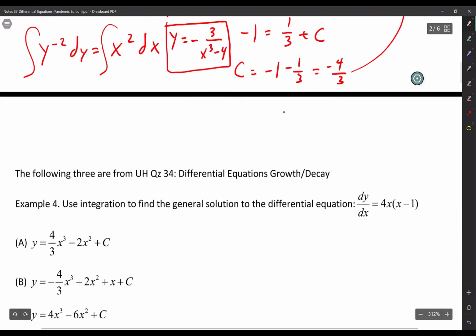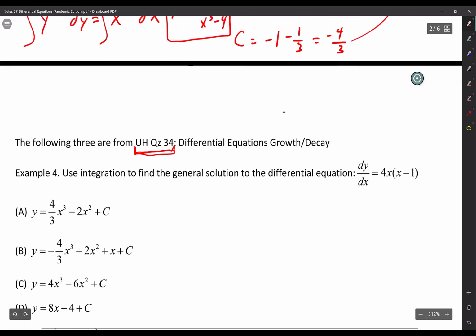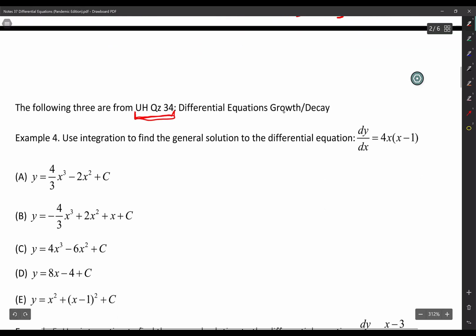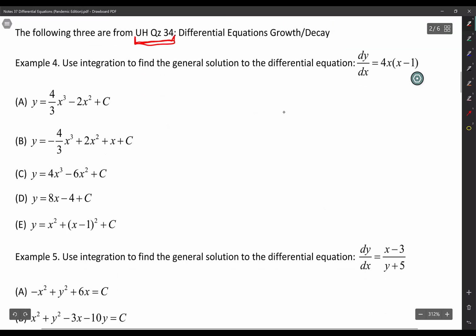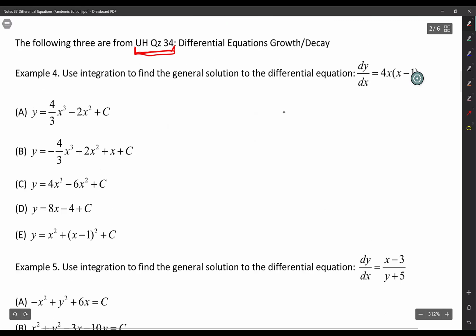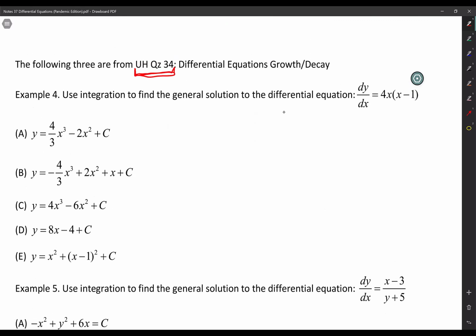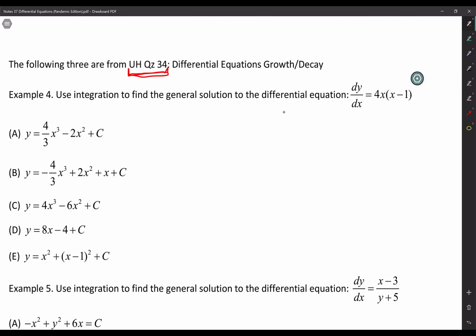So how did it look? As you can see, don't worry, I have not assigned that quiz yet because I know that we got a lot of stuff to get done. But as you can see, you can already see the next quiz that we're going to set loose. So it says, use integration to find the general solution to the differential equation. Okay, before I do anything, I would just distribute, guys.